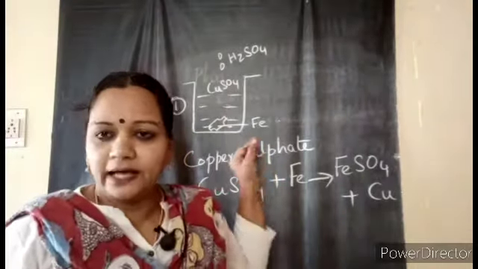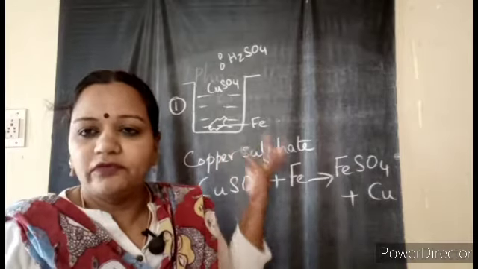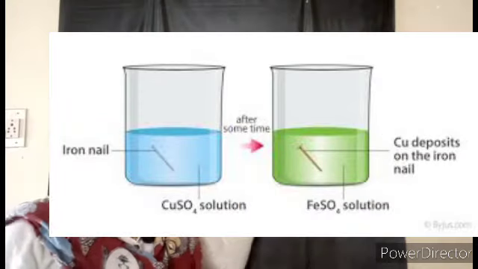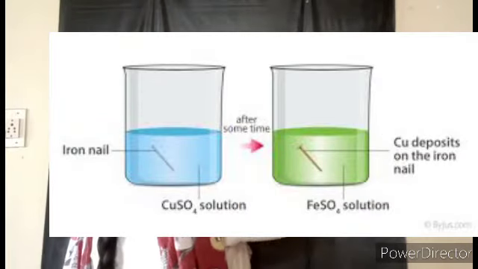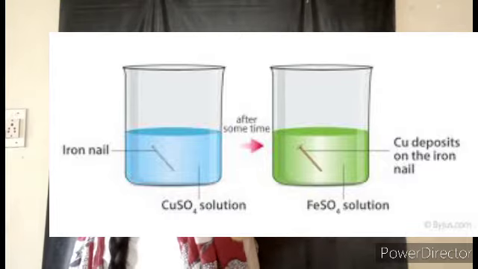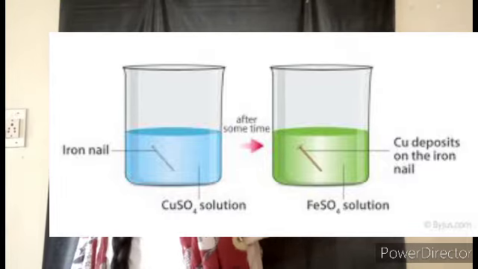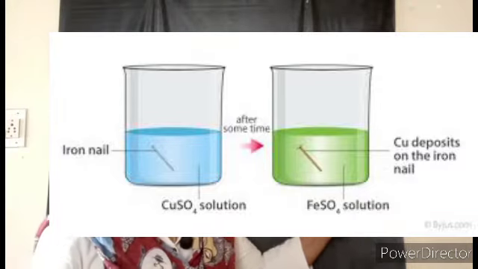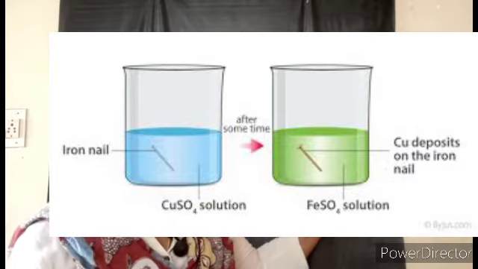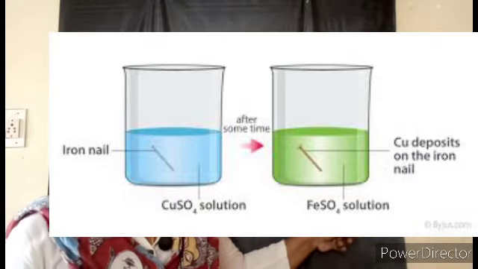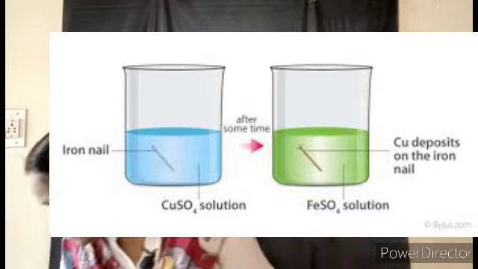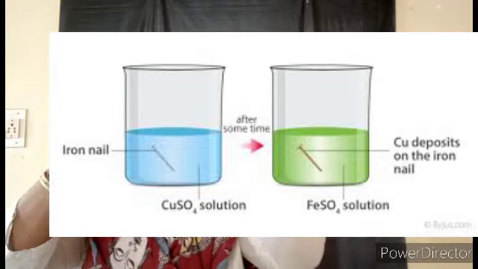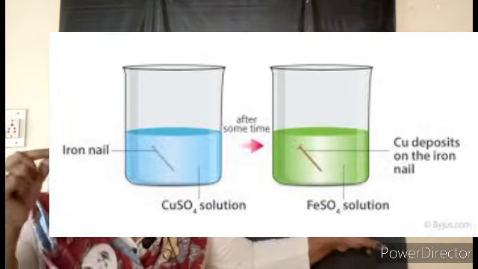After keeping the iron blade in that for a few minutes, nearly 20-25 minutes, you can see that the color of the liquid changes from blue to green. Why? Because the copper sulfate has reacted with the iron, and now iron sulfate is formed. The solution that is formed is now iron sulfate, and when you remove the blade, you can see there is a deposit of copper on the blade.